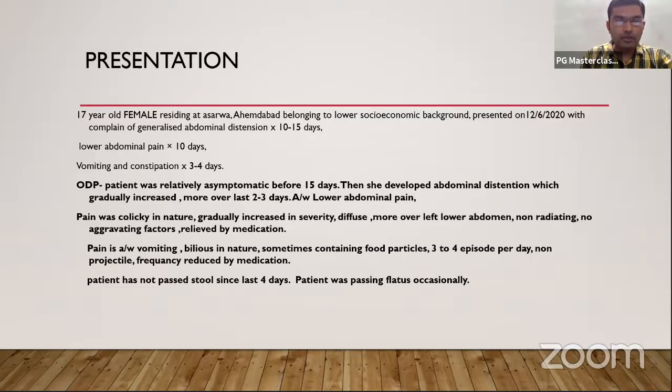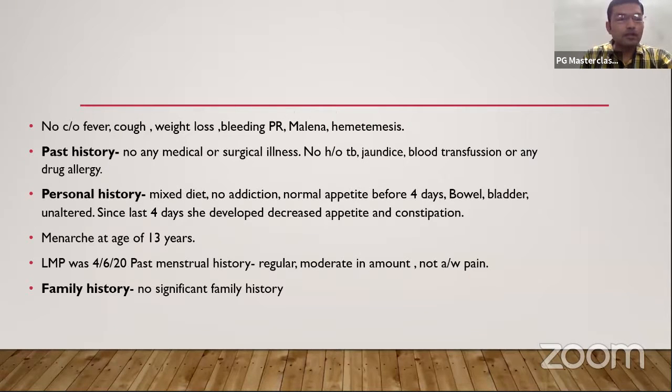The patient is associated with vomiting, bilious in nature, sometimes containing food particles, 3 to 4 episodes per day, non-projectile, and the frequency is reduced by medication. The patient has not passed stool for the last 4 days, and was passing flatus occasionally. There was no history of fever, cough, or weight loss, no history of bleeding PR, melena, or hematemesis, no medical or surgical illness, and no past history of TB, jaundice, or blood transfusion. The patient takes a mixed diet, no addiction, appetite was normal, bowel and bladder were unaltered. Since the last 4 days, the patient developed decreased appetite and constipation.